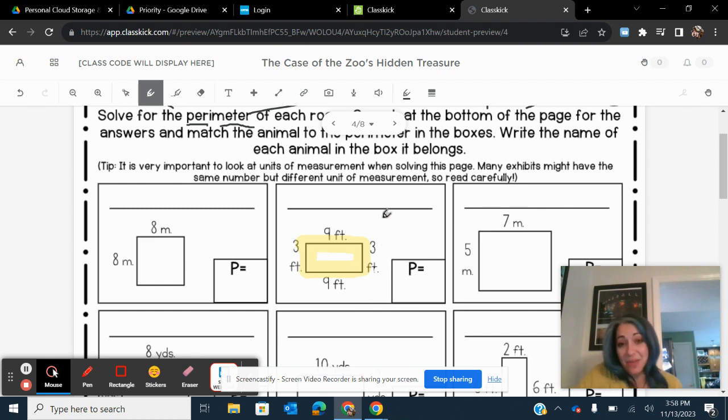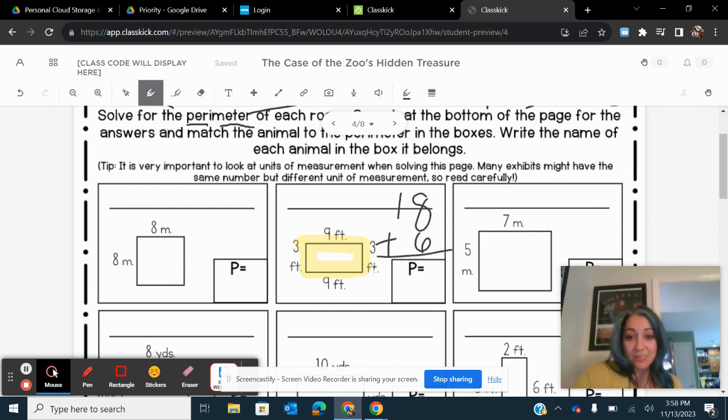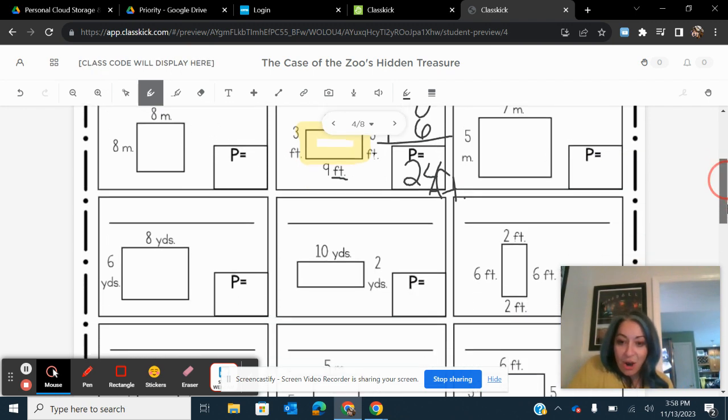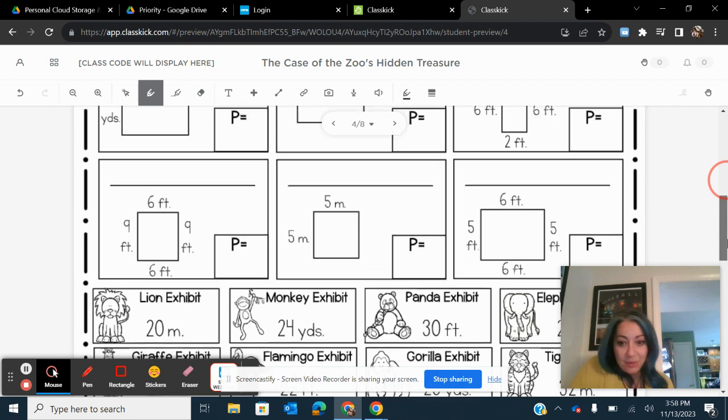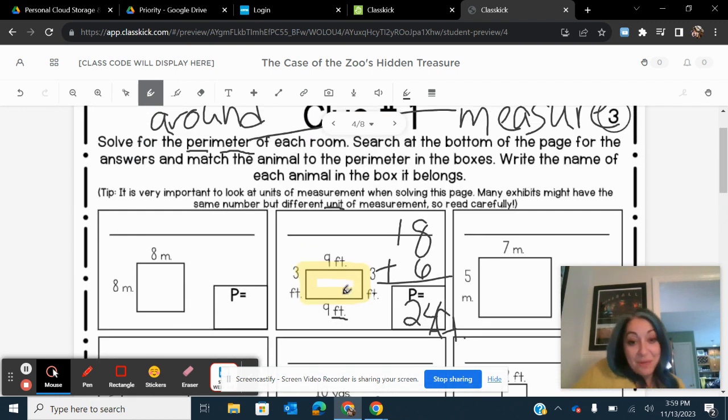I know that 9 plus 9 is 18, and I know that 3 plus 3 is 6. So I can add both of those together: 18, 19, 20, 21, 22, 23, 24. 18 plus 6 is 24. Make sure that you have the units. This is measured in FT, which means feet. We might also use meters, yards, or inches. So that would be the perimeter of that one.